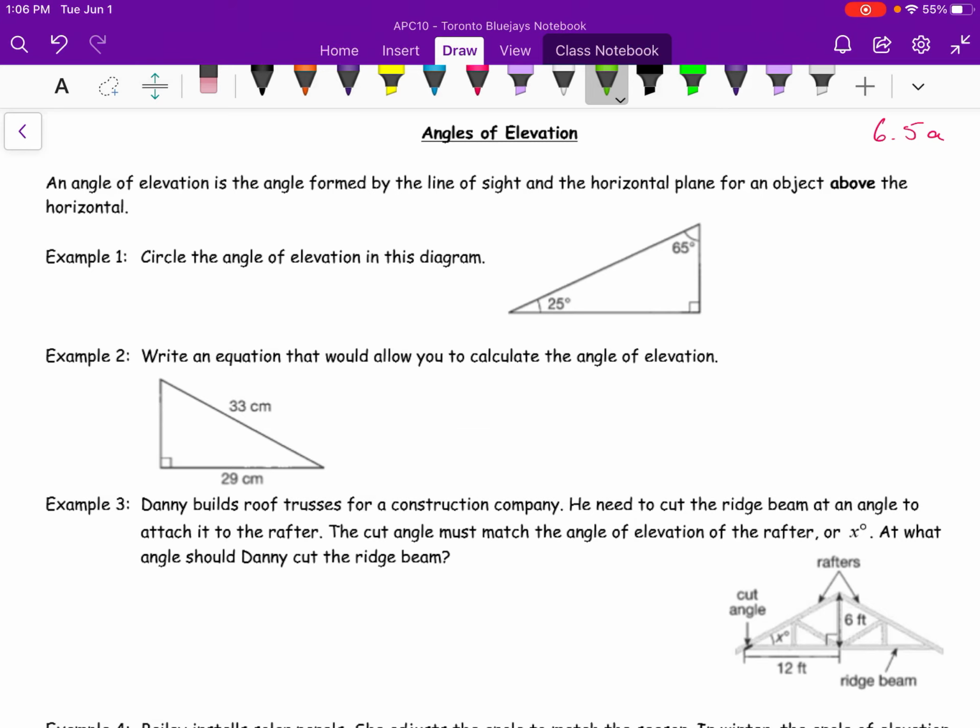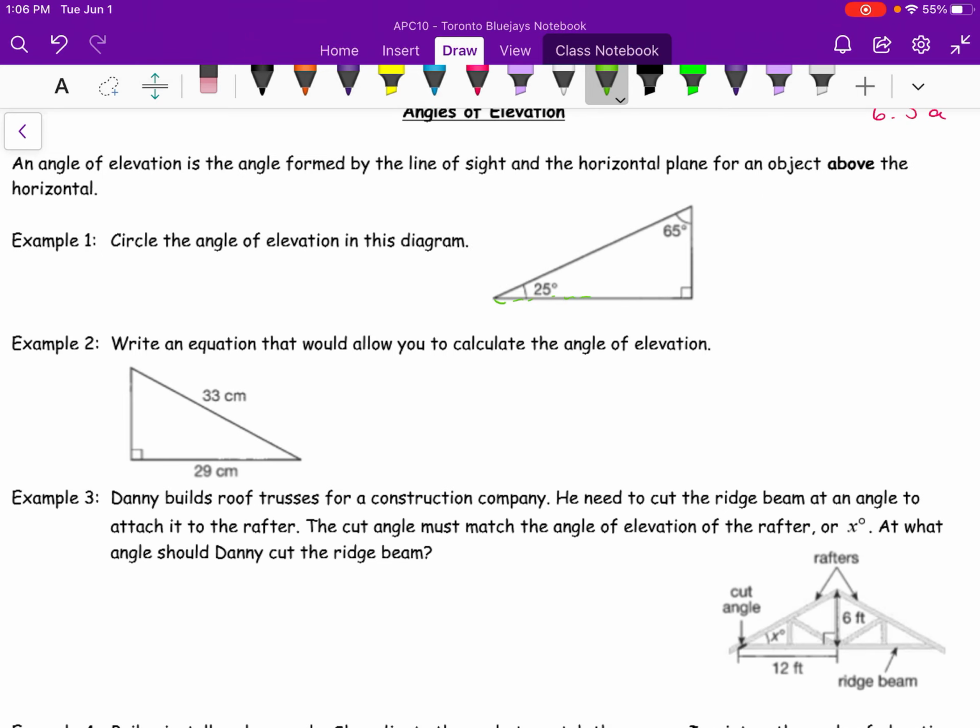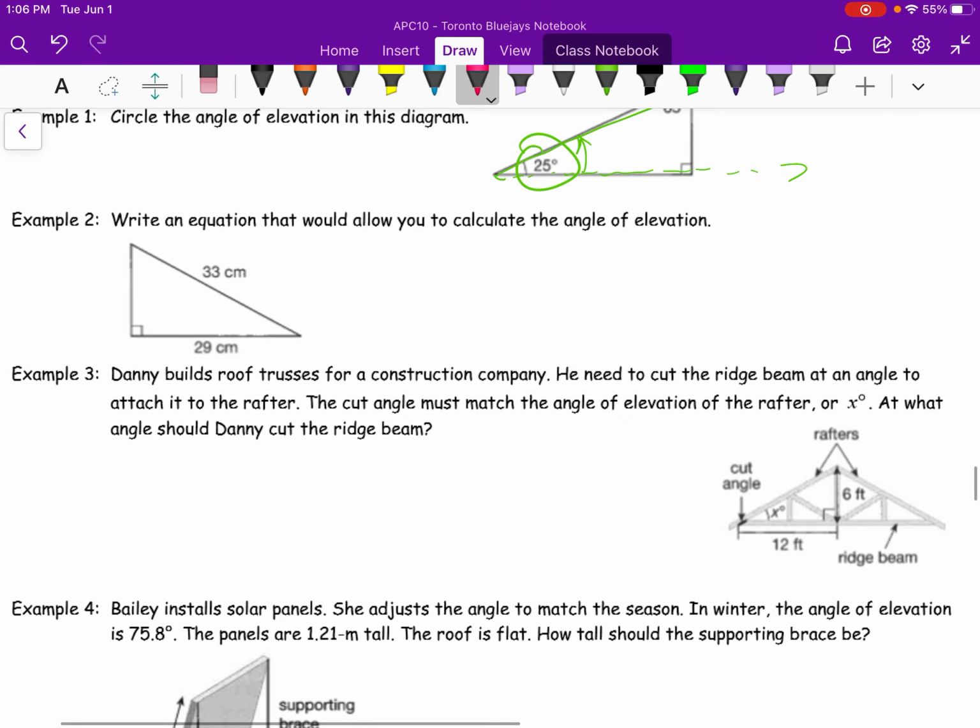Circle the angle of elevation in this diagram. Well, here's my line of the horizontal. The angle that is measured above the horizontal is this one right here. So it's 15 degrees.